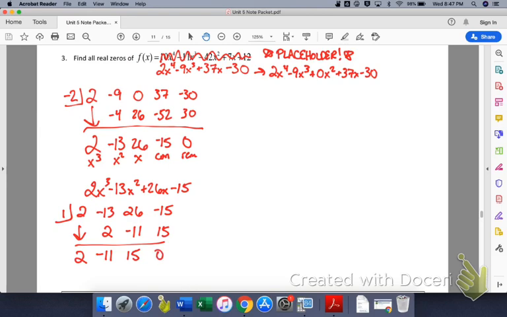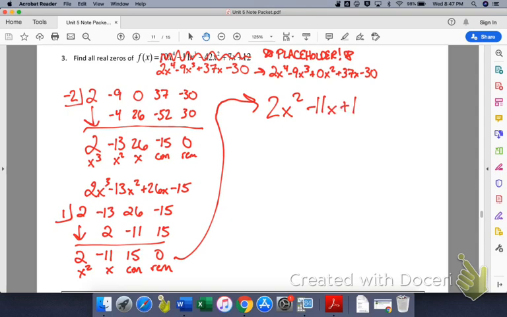Once again, I get a remainder of 0, which is a good thing. And now I'm left with an x squared, an x, a constant, and my remainder, which means I have the following: 2x squared minus 11x plus 15.